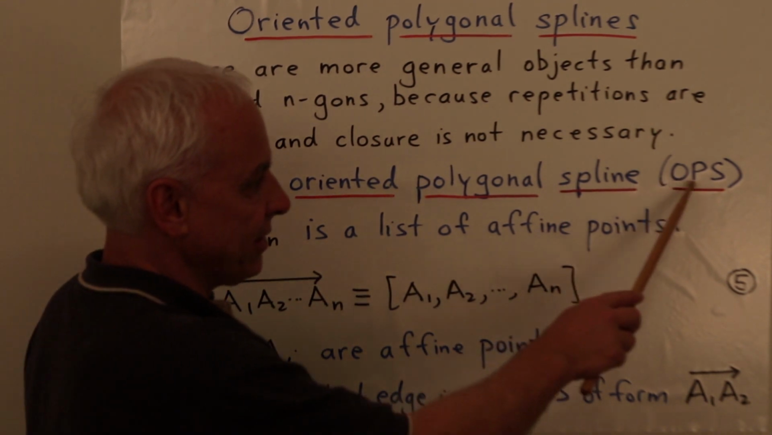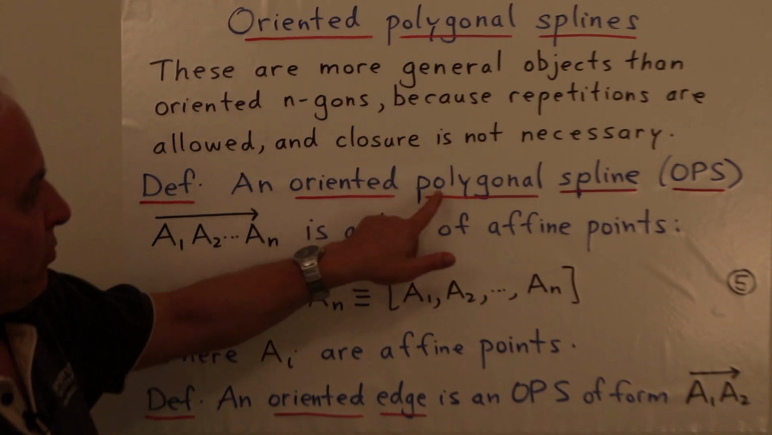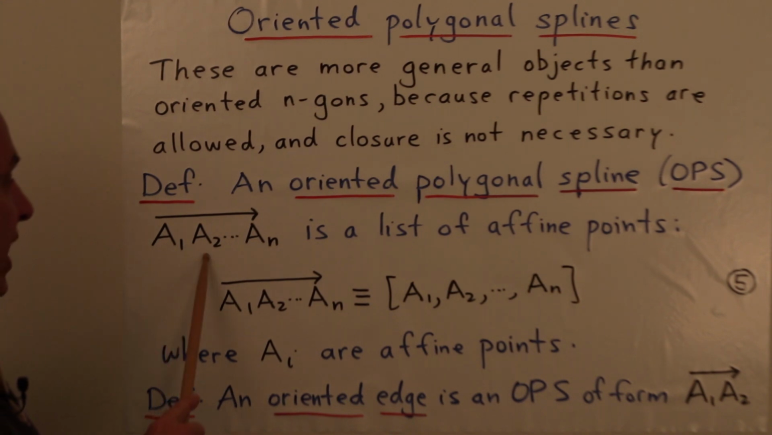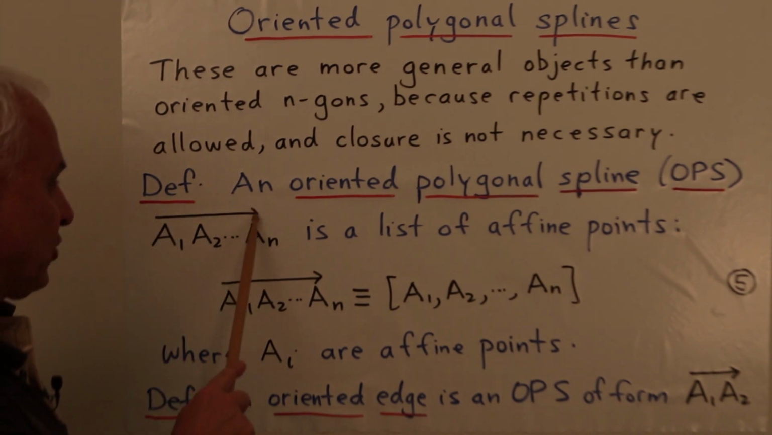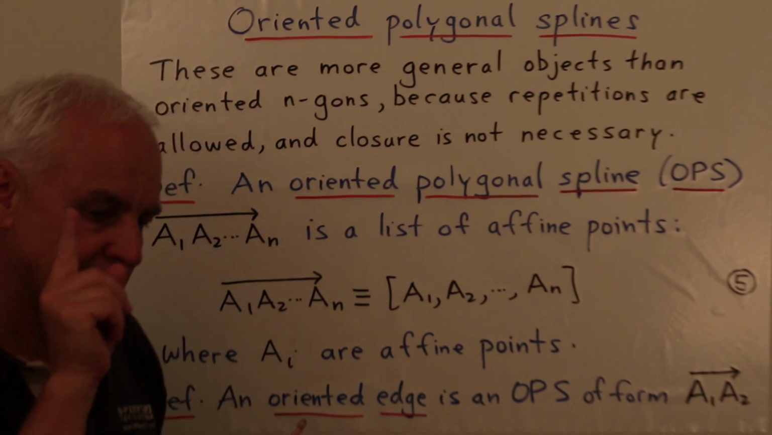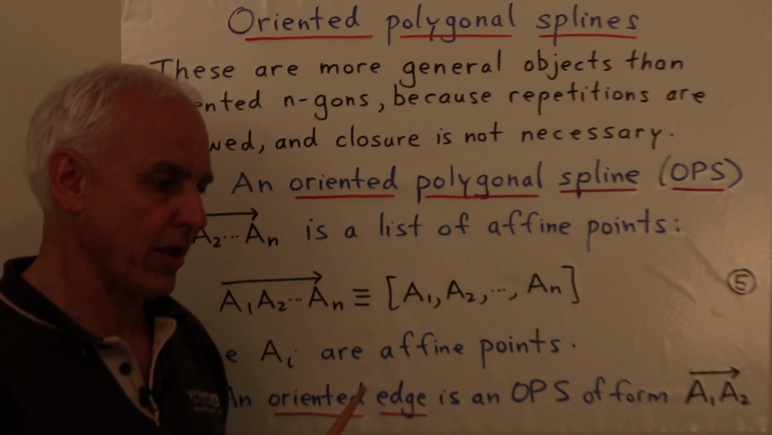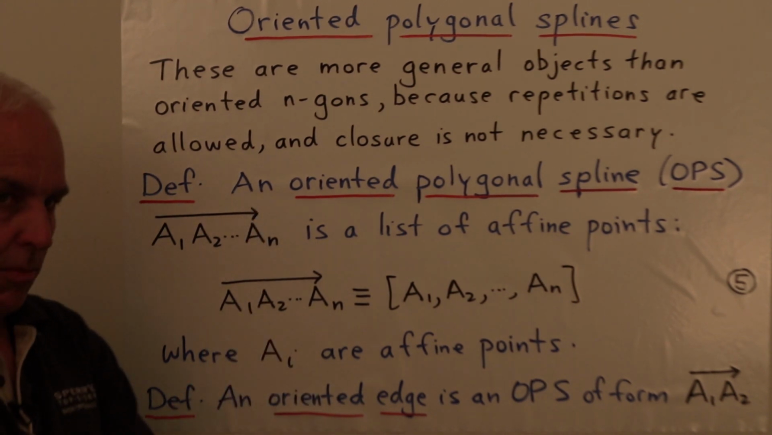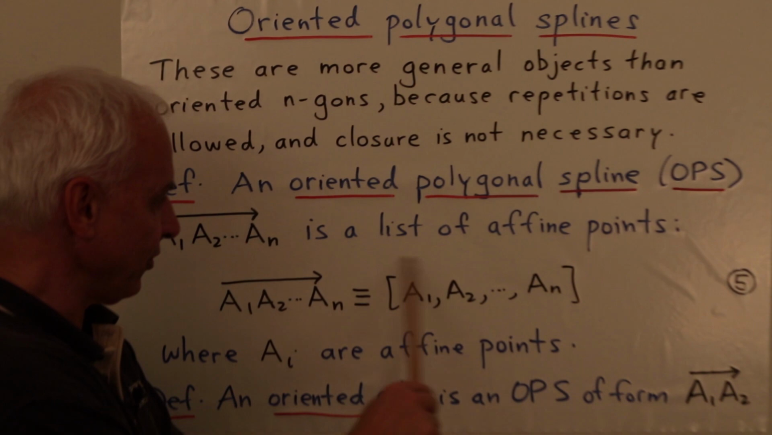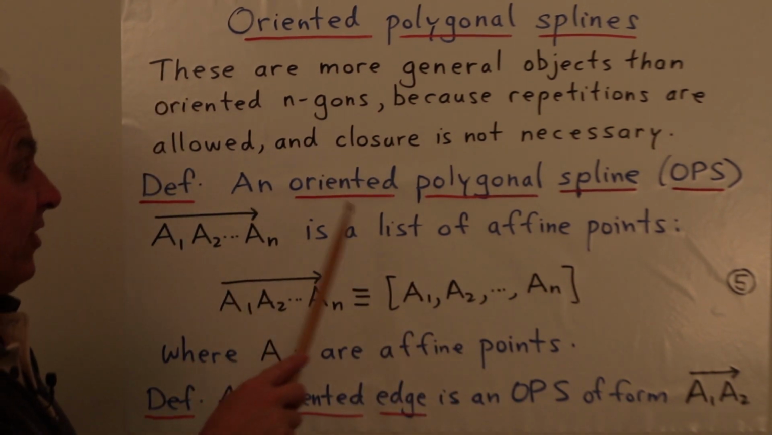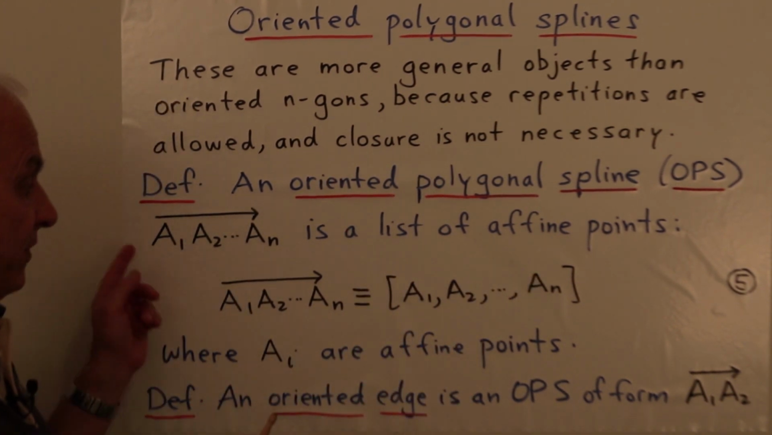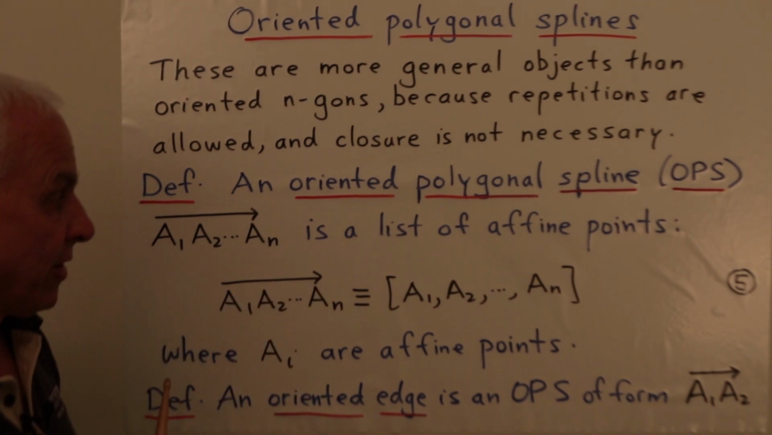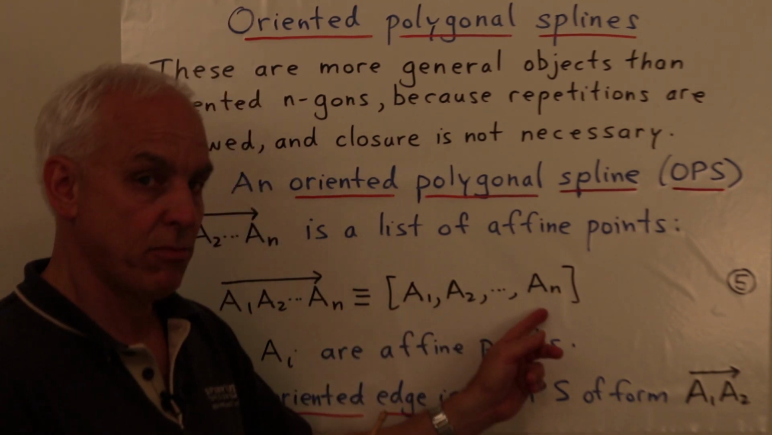And we'll introduce this little acronym, OPS, for an oriented polygonal spline. What is it? Here's what it looks like. A1, A2 up to AN with a vector kind of arrow, but notice it's different from the vector arrow that I usually draw. It's an arrow with a two-sided barb, not like a harpoon. Usually I draw vectors like this. So this thing is a list of affine points. That's the definition.